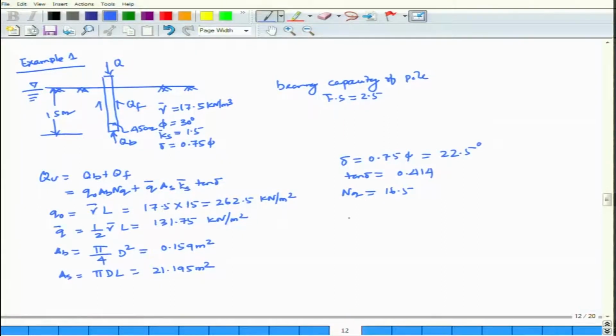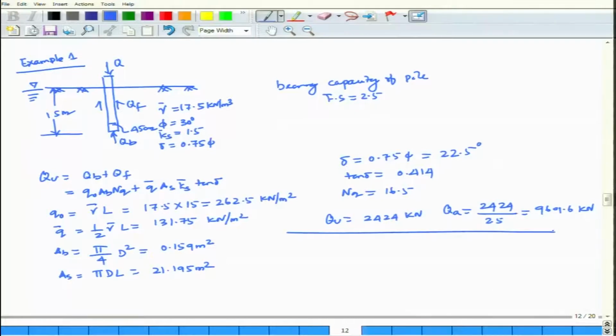Based on that, the QU comes out to be 2424 kilonewton, you can calculate. Then QA is equal to 2424 by your factor of safety 2.5, which is equal to 969.6 kilonewton. So, now the matter is, if the water table is at the ground surface, what will happen?